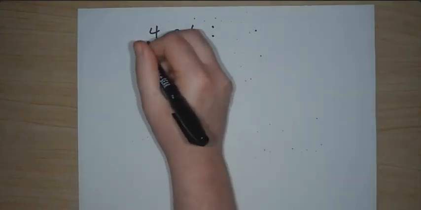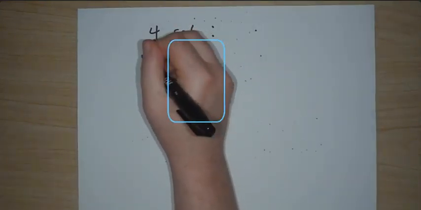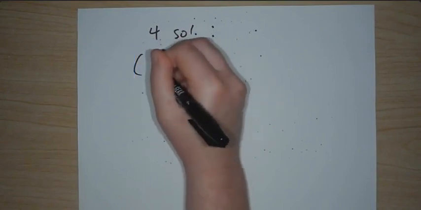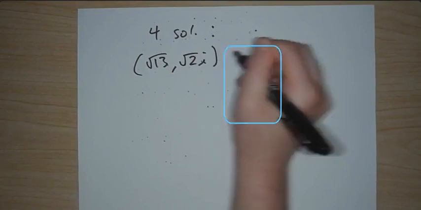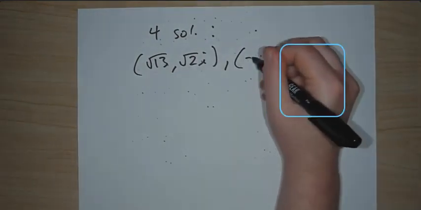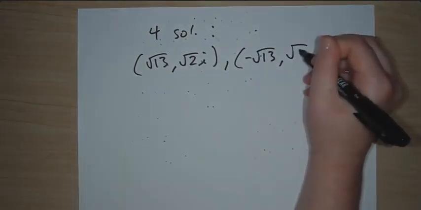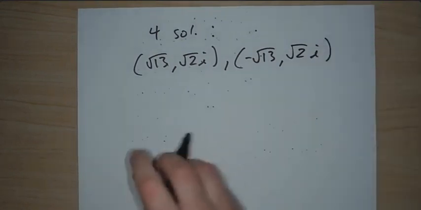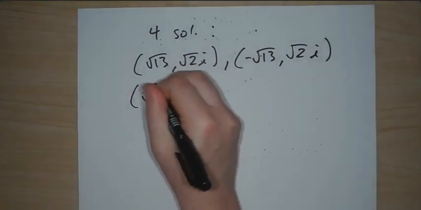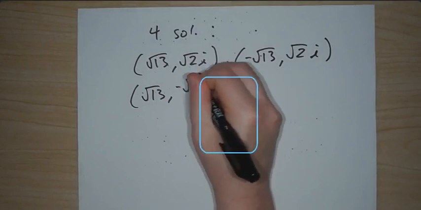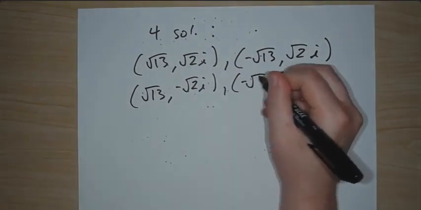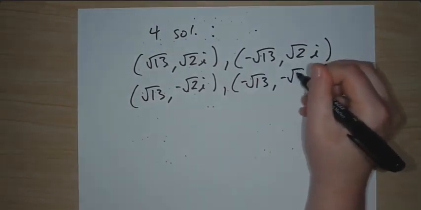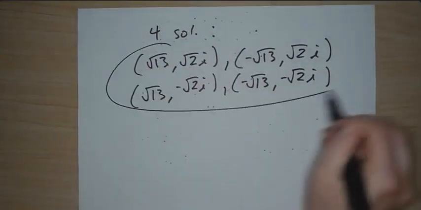And they are, from before, when our y is positive, we had our positive square root of 13 and positive square root of 2i. We had our negative square root of 13 and our positive square root of 2i. When our y was negative, we had positive square root of 13 and negative square root of 2i. And we had a negative square root of 13 and a negative square root of 2i. So we have four solutions.